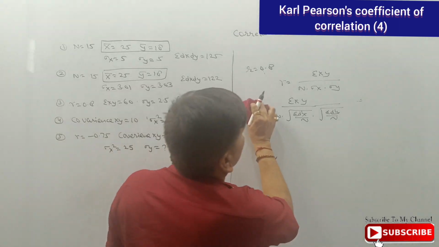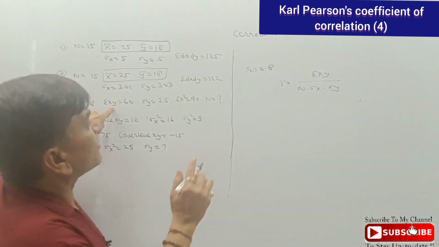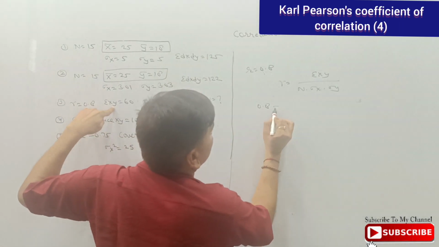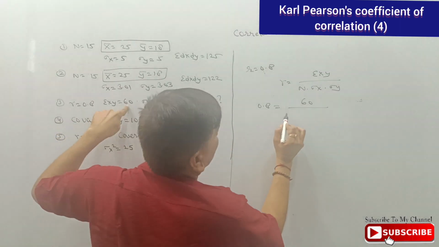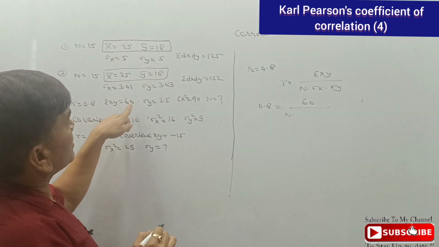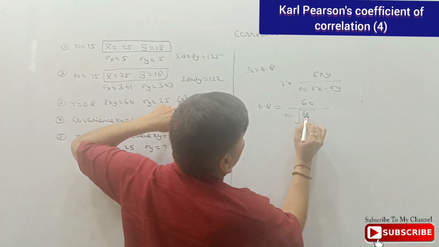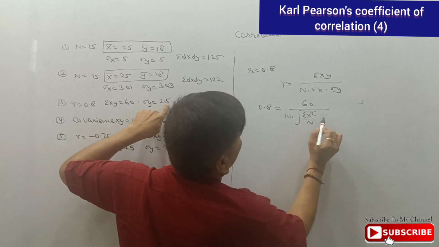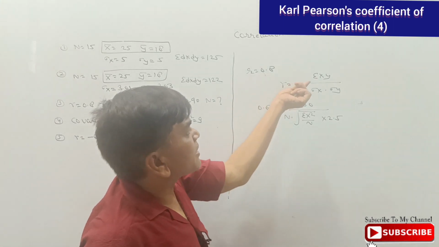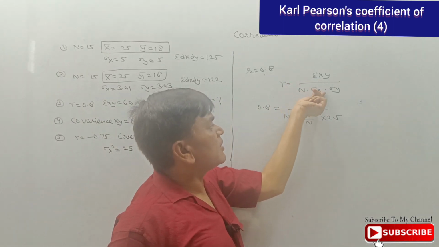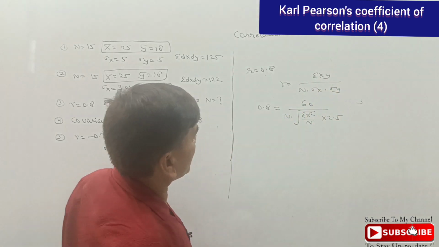Okay, so first, what should we have? Sigma xy is given, and the value of r is given, that is 0.8. Sigma xy is given, that is 60. N is not given, we have to calculate the value of n. Standard deviation x is not given directly, so standard deviation x is root of sigma x square upon n, and that is 2.5 given. We have written r, sigma xy, and now the standard deviation of x, and sigma y is given.